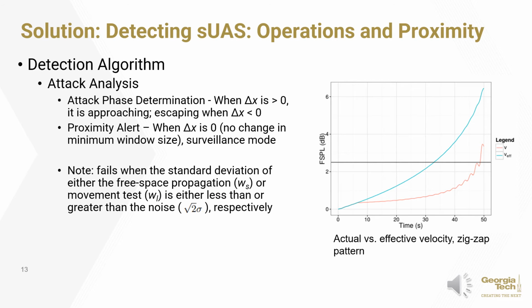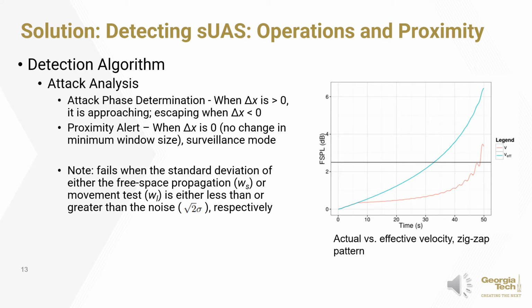Finally, our detection algorithm finishes with the attack analysis phase. First, we'll determine the attack phase, and this will be done by using delta x, which is the change in distance from the target. When delta x is greater than 0, we assume that it is approaching, whereas if delta x is less than 0, it is escaping. The proximity alert should trigger when delta x is 0.